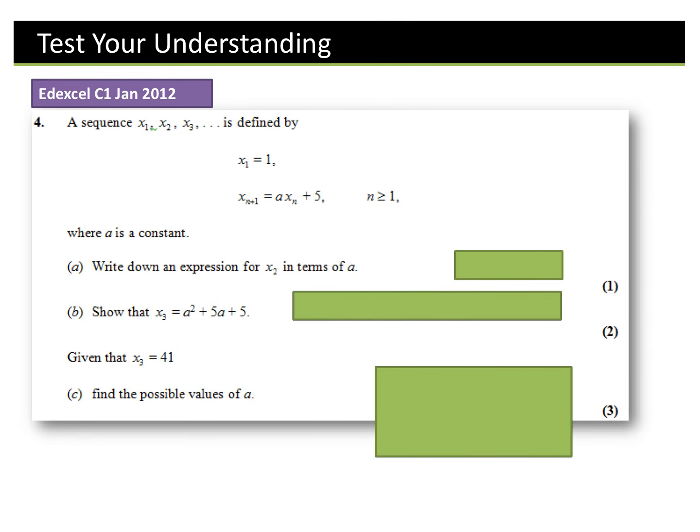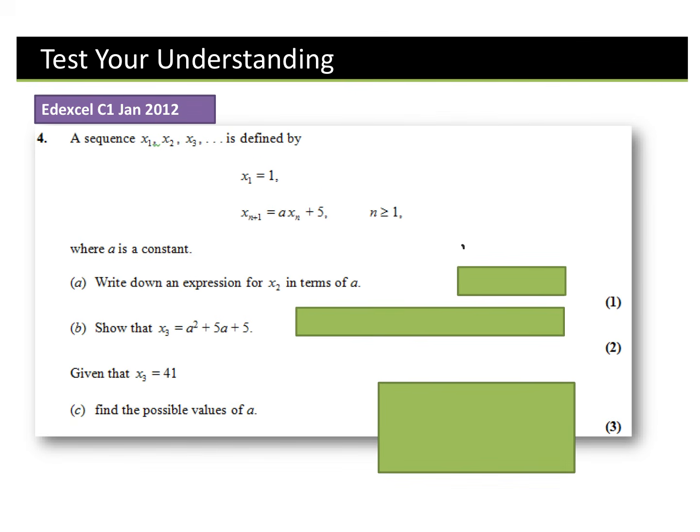Okay, I'd like you to test your understanding with this question, and I will go through it in a second. Question 4. A sequence x1, x2, x3 is defined by x1 equals 1 and x(n+1) equals a x(n) plus 5, for n greater than or equal to 1, where a is a constant. Write down the expression for x2. So we're going to substitute in what x1 is. So we're going to have a lots of 1 plus 5, which is a plus 5.